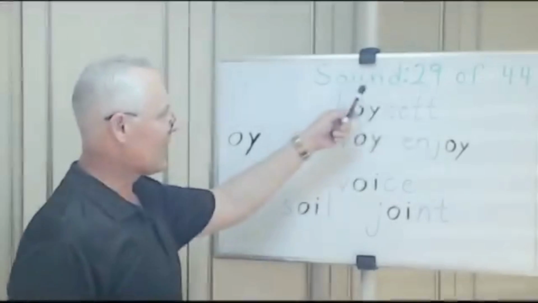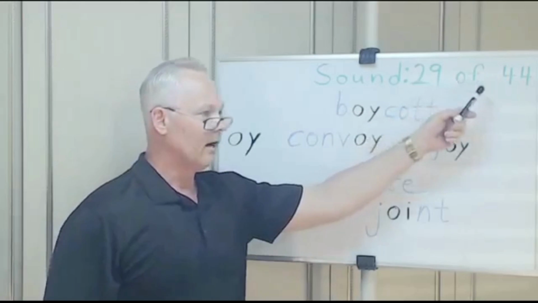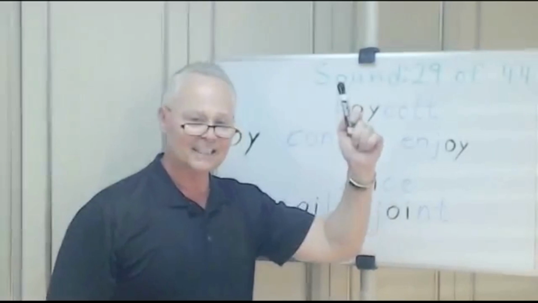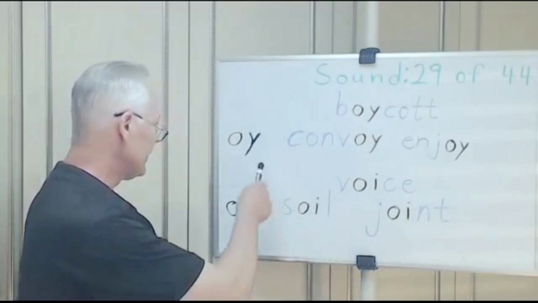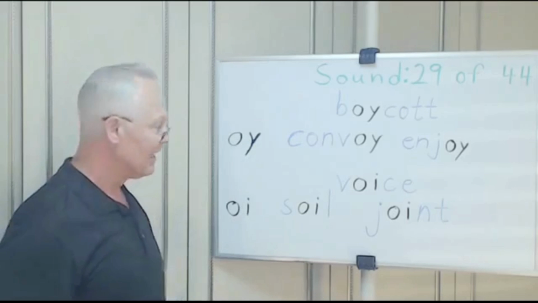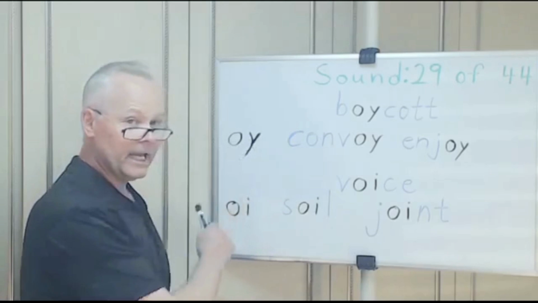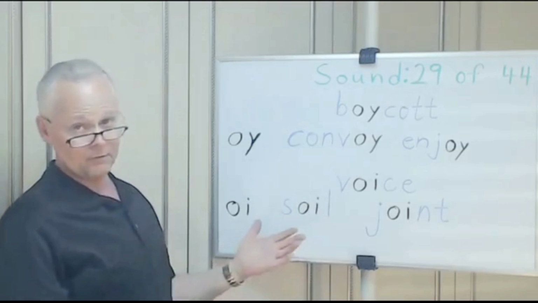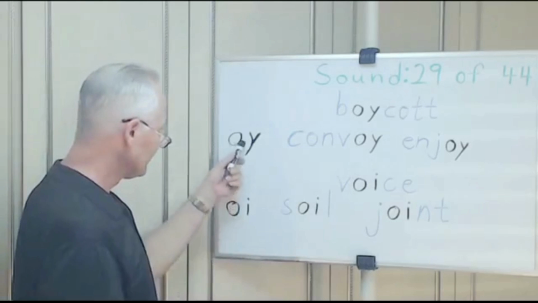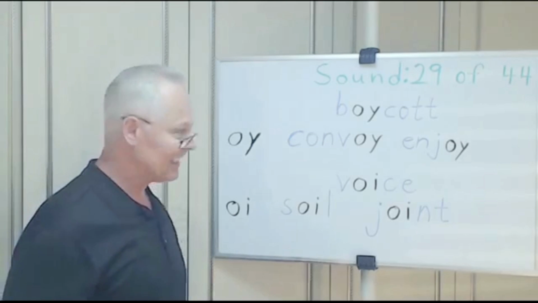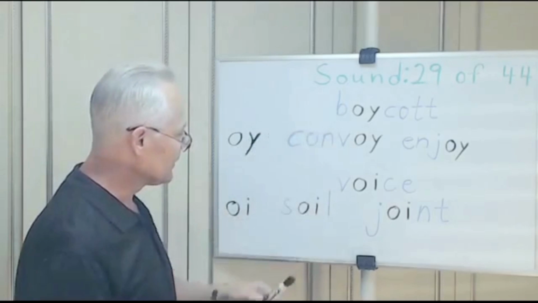Hello. Sound 29 of the 44 sounds that make up American English. Here we have two vowel combinations. Oi is the sound, and, of course, oy. Two different ways we can put together that sound. So let's look at this.